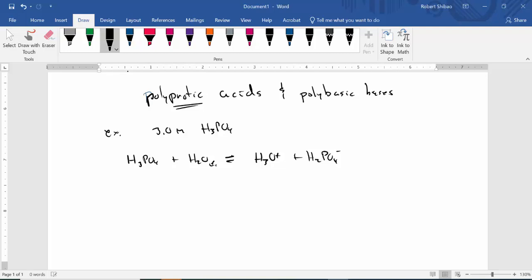We have to remove the first hydrogen from all the phosphoric acids before we start removing the second hydrogen. That's because the second hydrogen is a much weaker acid than the first hydrogen. It's easiest to take the first one off. It's much harder to take the second one off. And so we're going to have to complete this step before moving on to the next step.